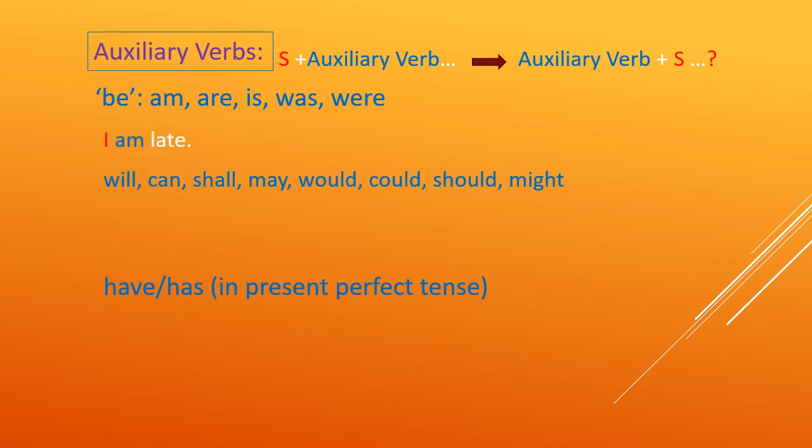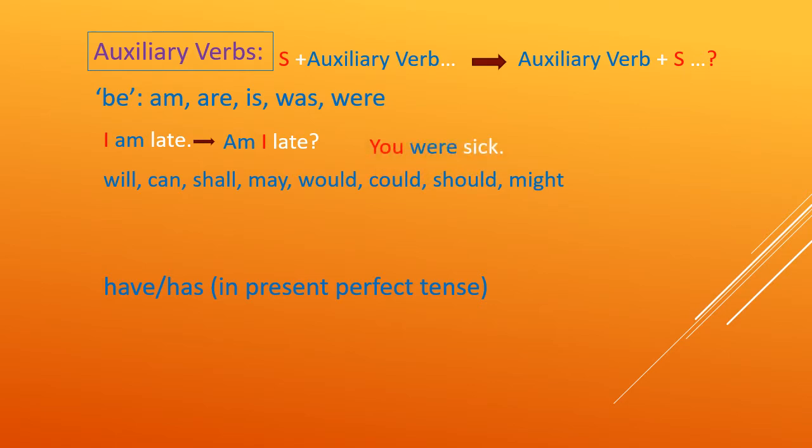I am late. "I" is a subject, it's in red color, S for subject. "Am" is a be verb. How can we make it into a question? We just swap the positions of the subject and the be verb. So it becomes "Am I late?" with a question mark.